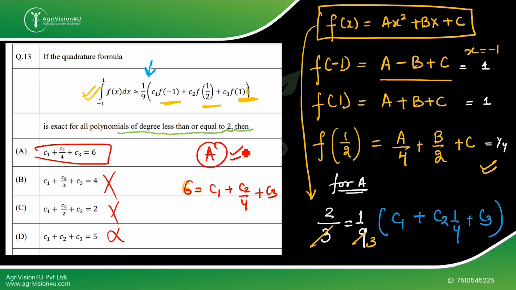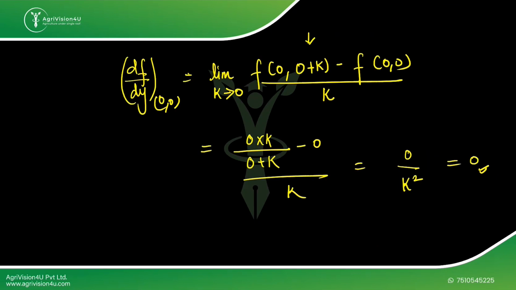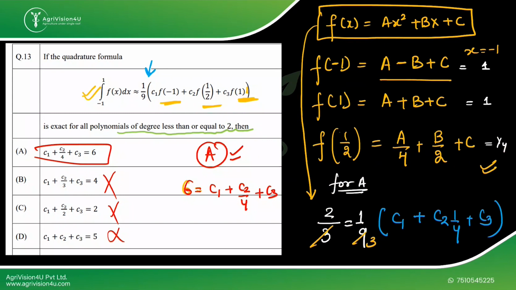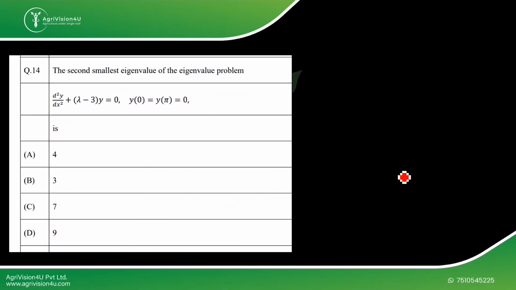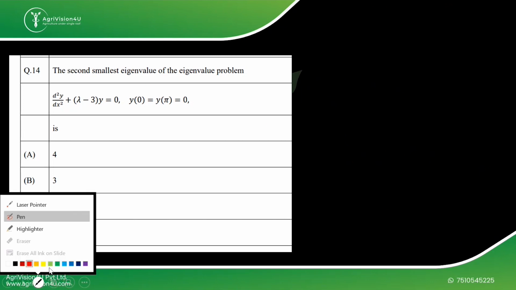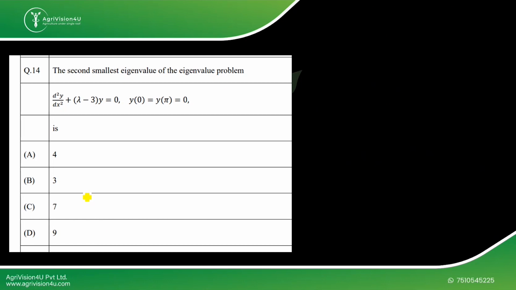By coincidence, you can see option A is correct in all of the questions we have discussed till now. Okay, let's move to the next question, the fourth question of GATE mathematics. Let's see how to solve this. First of all, let's read the question.